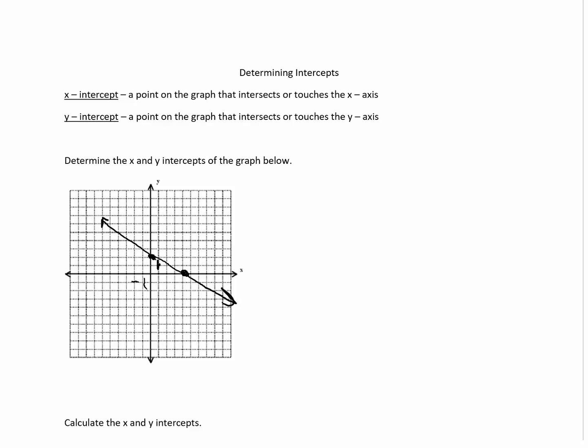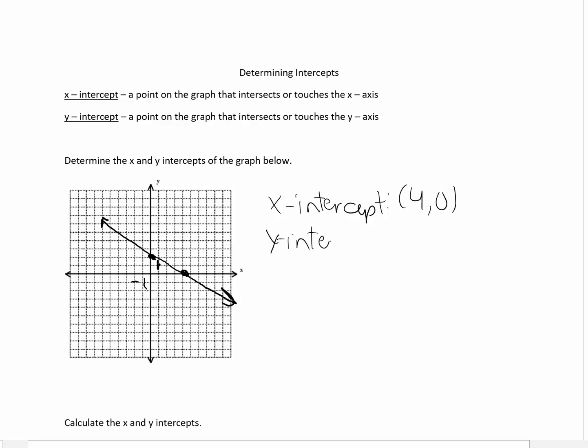Well, let's start with the x-intercept. Where does it touch the x-axis? Well, it's this particular point here. Since we're going by ones, 1, 2, 3, 4. So the x-intercept is (4, 0). The y-intercept, it's the point that touches the y-axis. Well, that's this point here. So go 1, 2. The y-intercept is (0, 2).